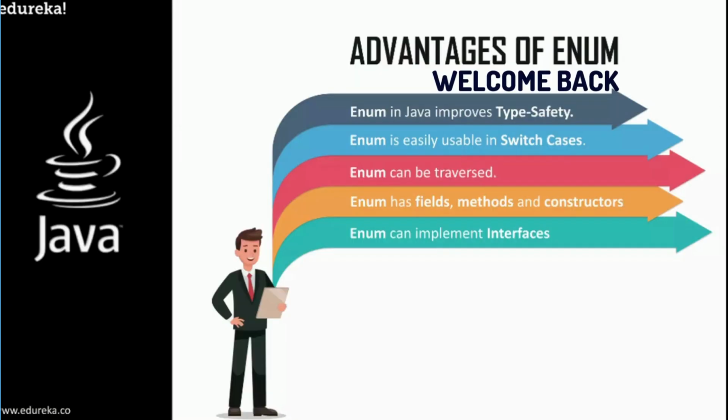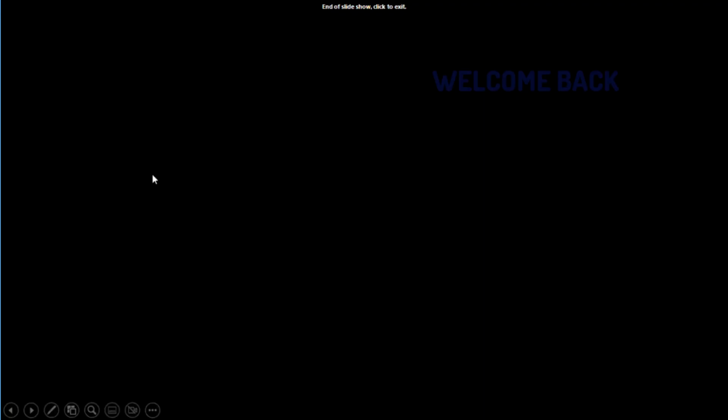So what are the advantages of enum? Enum in Java improves type safety. It is easily usable in switch cases, can be traversed, has fields, methods, and constructors, and can implement interfaces. So some points to remember for Java enum: it improves safety, can be used with switch, can be traversed, has fields, constructors, and methods, and can implement many interfaces, but cannot extend any class because it internally extends the Enum class. Thank you.